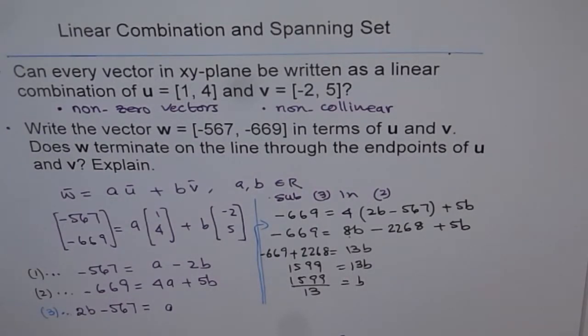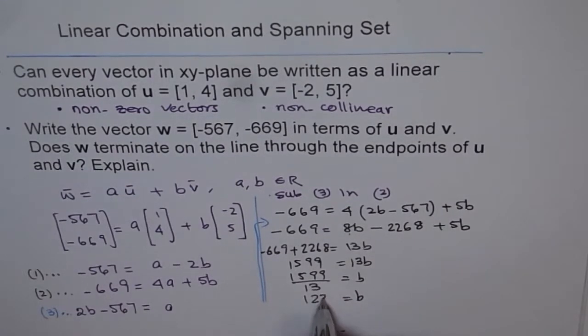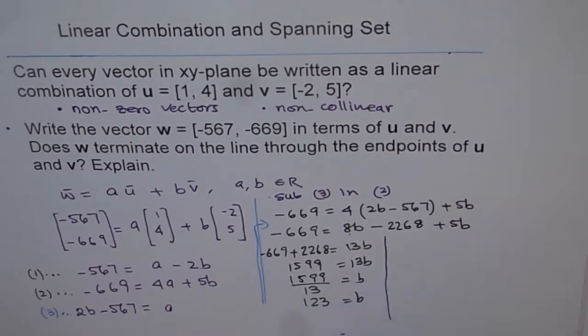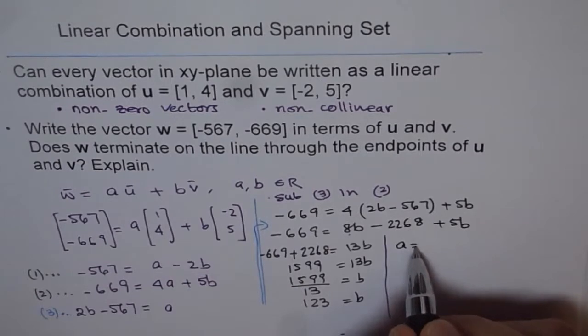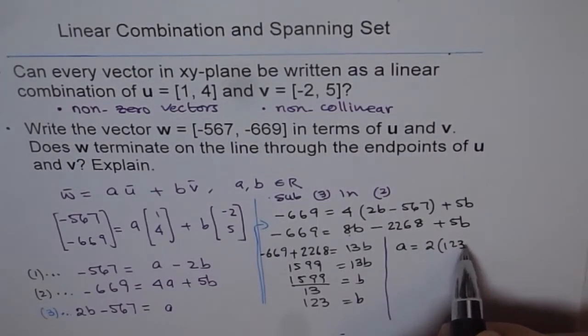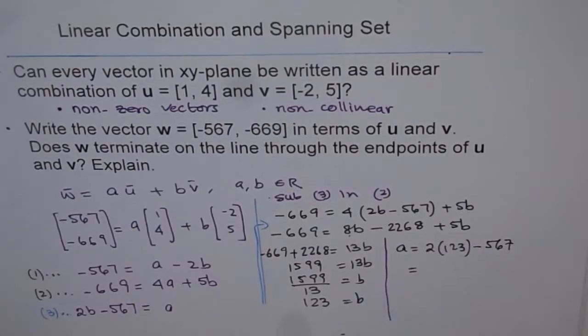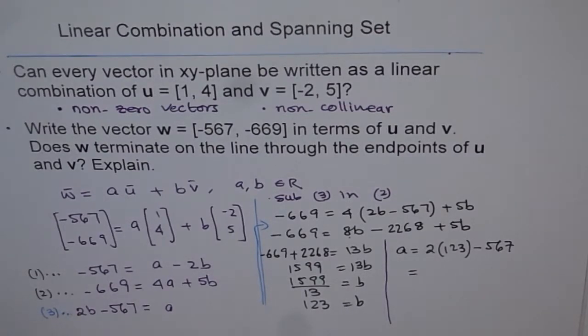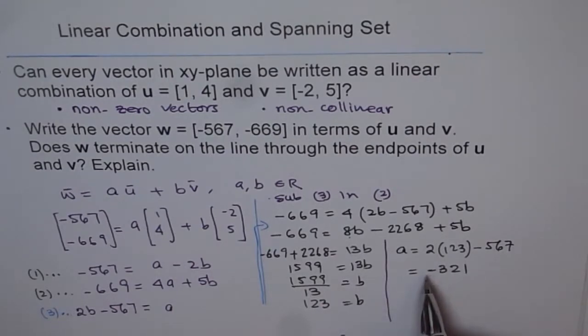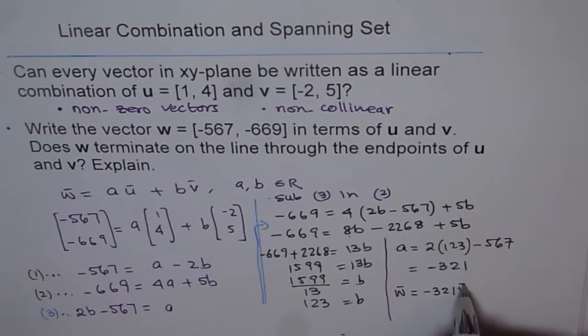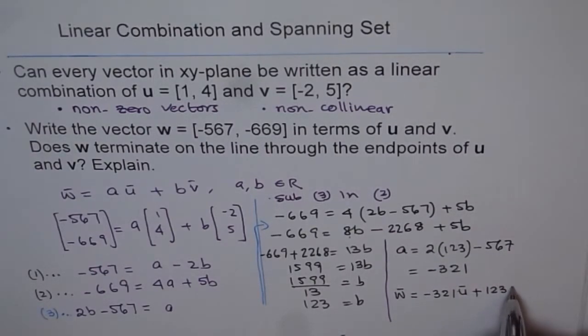So this is 1599, and so b is equal to 1599 divided by 13, which gives us 123. So we get a value of b as 123. We found one of the scalar multiples, which was 123. Now from equation 3 we can find what a is. a is equal to 2 times b, which is 123, minus 567. That gives us 2 times 123 minus 567, which is -321. So we can find both a and b. You should know this is always unique, and therefore we can now write down w in terms of u and v. So vector w is equal to a times u, which is -321 u, plus b times v, which is 123 v. So that is how we can write w in terms of u and v.